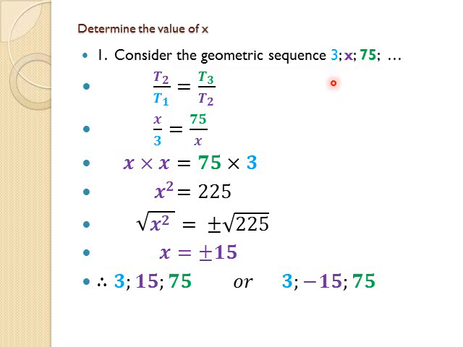So if I substitute back, my sequence can read 3, 15, 75 or 3, minus 15, 75.